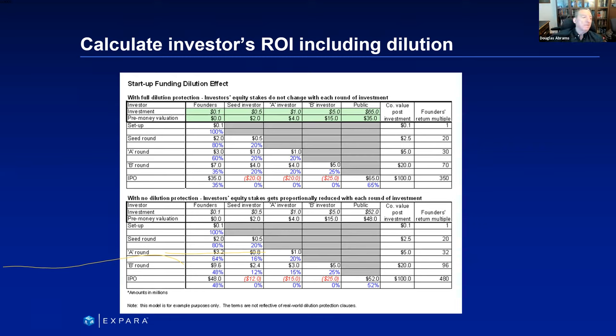So the value of their $100,000 investment went to $2 million when this investment took place. And that's post-dilution. So post-dilution, their stake in the company has increased in value 20 times, from $100,000 to $2 million. That's a great result for any investment.